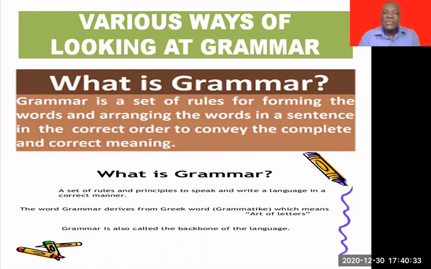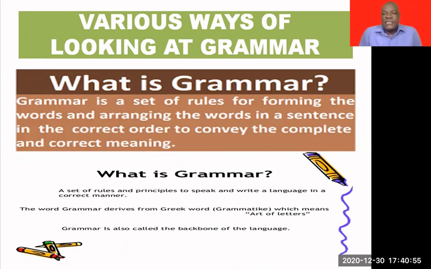what is grammar, and one way of looking at it is that grammar is a set of rules for forming the words and arranging the words in a sentence in the correct order to convey the complete and correct meaning. That's one way of looking at grammar.